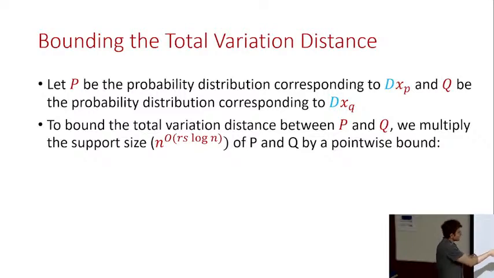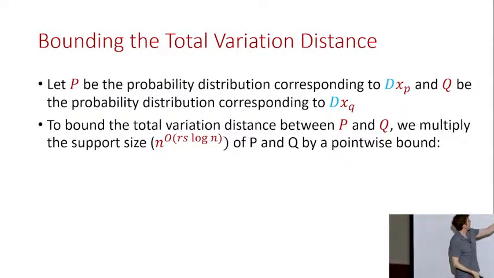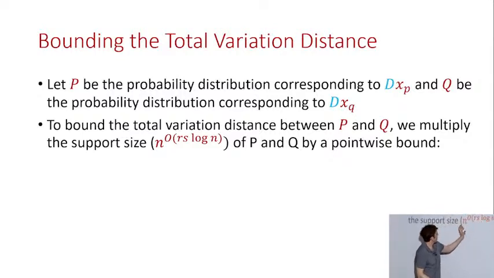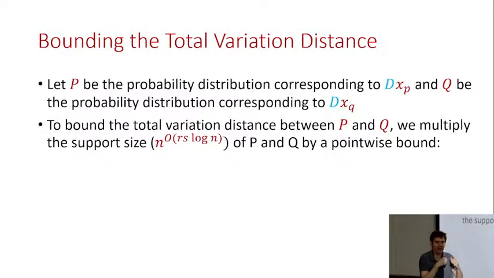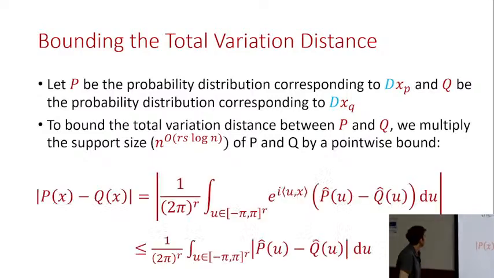The support size is not very large because these are the distributions of the images, so they only have r_s log n rows after preprocessing. They're log n bit integers, so there are n to the order r_s log n elements in the support of D_X P and D_X Q. And so what we're going to show is that for every element in the support, you get a super close pointwise bound. And then you can just union bound over all the elements in the support to get your variation distance bound.